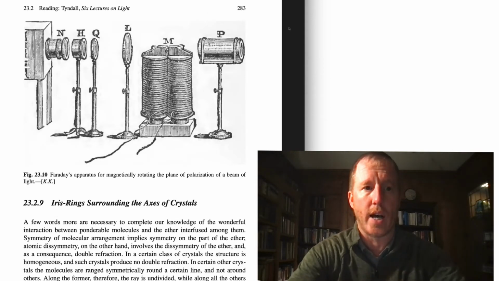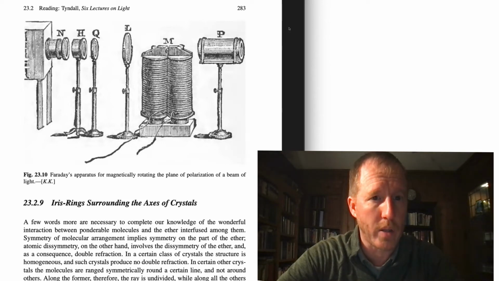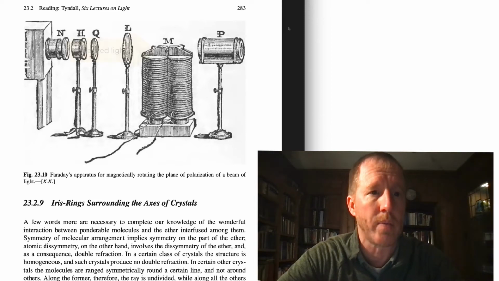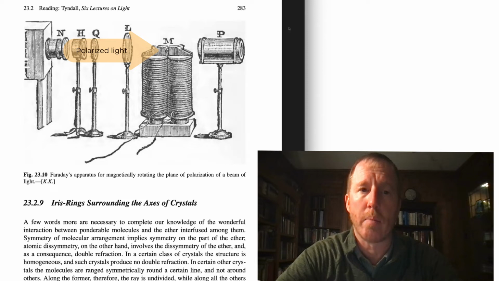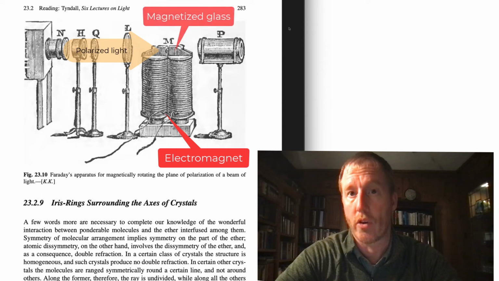So if you look at the diagram on page 283, he illustrates Faraday's setup. You have a source of light at location N, and I forget what some of these other things are, but one of the main points is that he has a polarizing filter. I think it's H. I guess I have to look at the text in detail, but he produces polarized light, and then this light passes through a material that is strongly magnetized at location M. You see some wires hooked up to an electromagnet, and the electromagnet magnetizes a piece of leaded glass or very heavy glass.